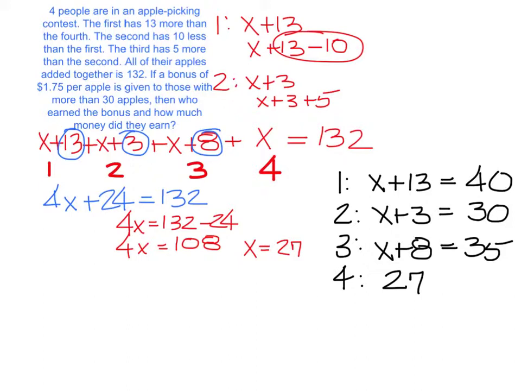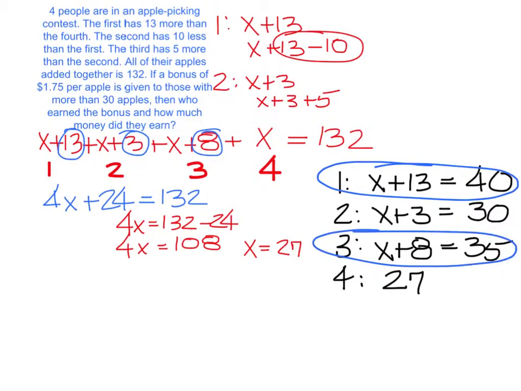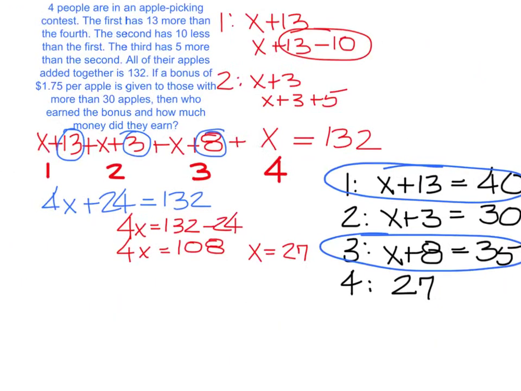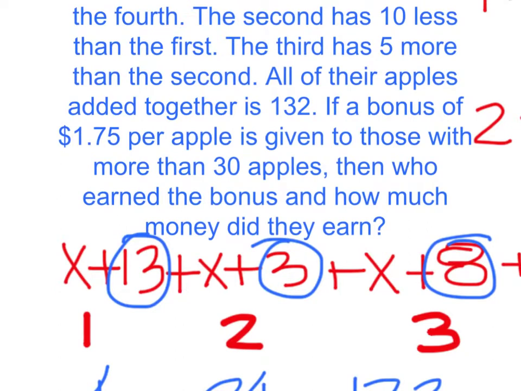What people earned the bonus on this? Did 2 earn the bonus? No. He only has 30. It has to be more than 30. So who has it? 1 and 3.